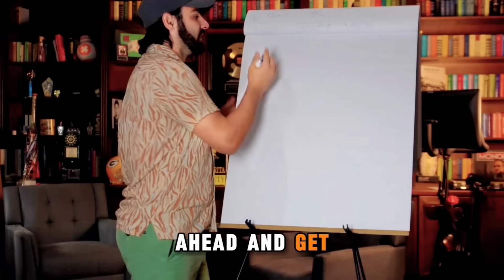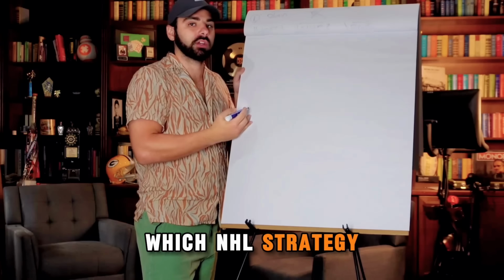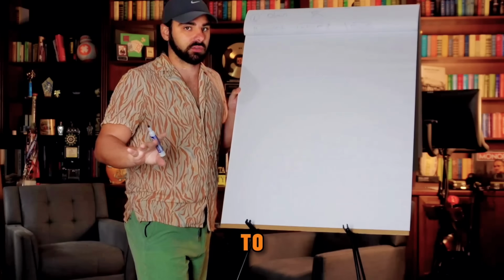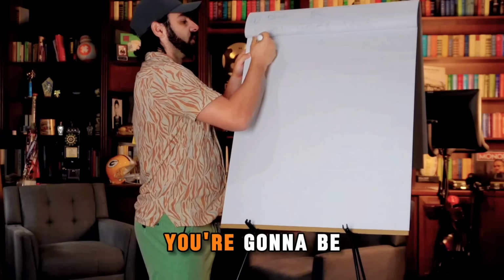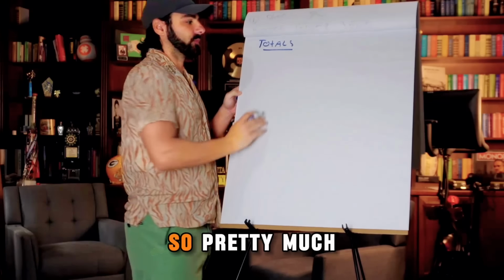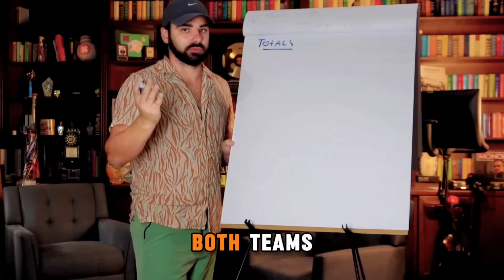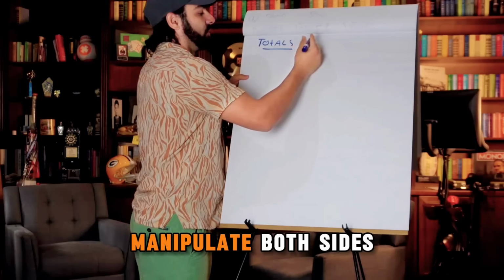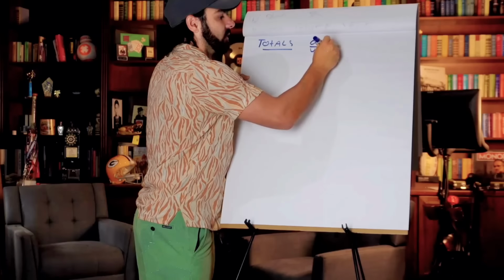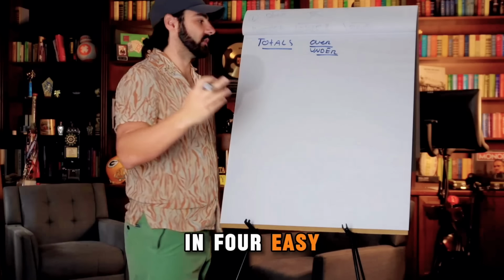Now let's get down to exactly which NHL strategy hits 90% of the time, and this one everybody has access to. You're going to be looking at the totals, the total in the game, so pretty much the score between both teams. We're going to be able to manipulate both sides, the over and the under. I'm going to show you how to do that in 4 easy steps.